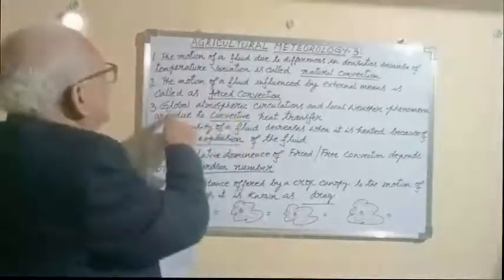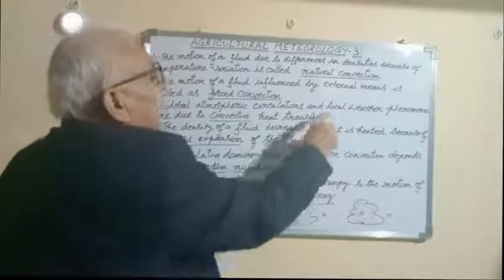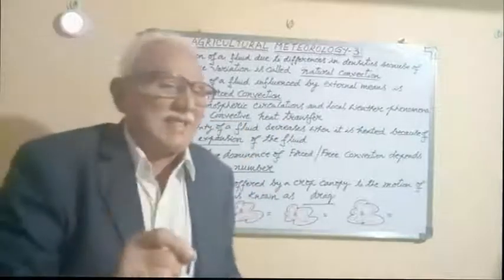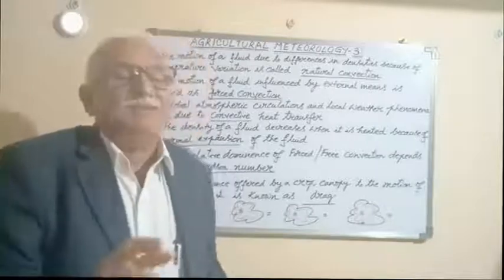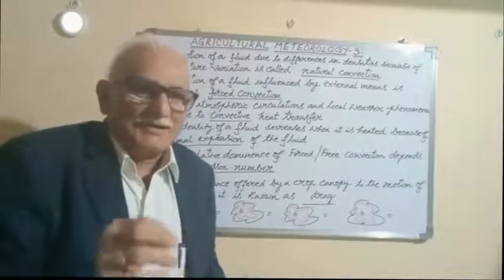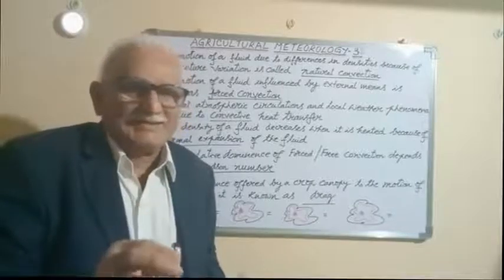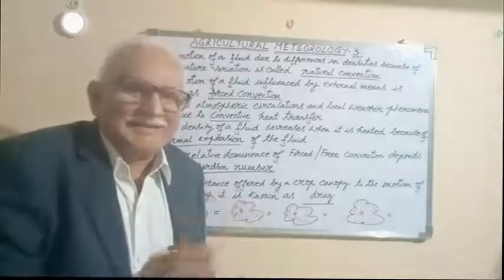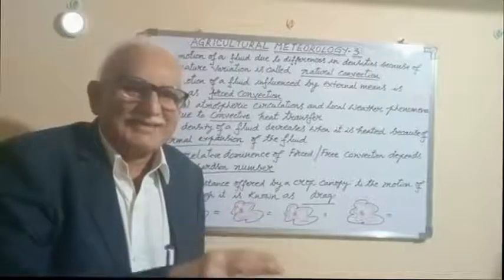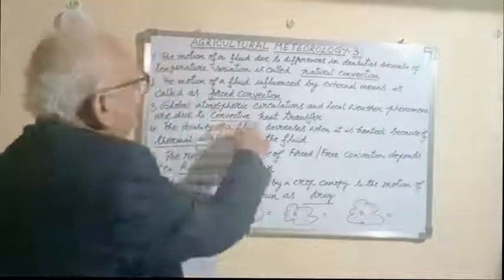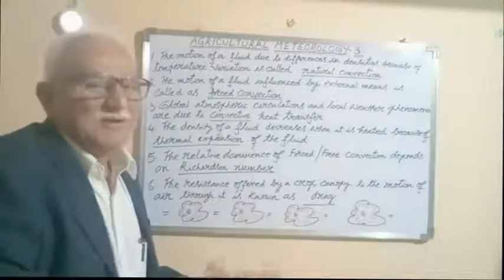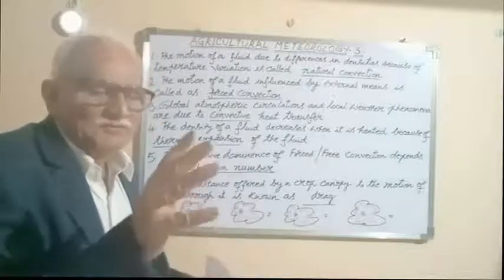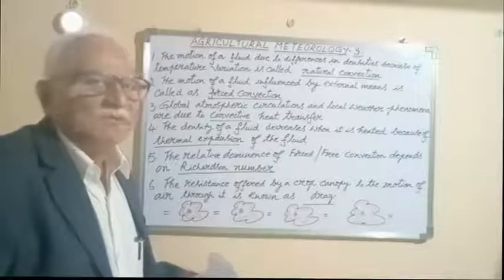Now, the global atmospheric circulations and local weather phenomena are due to convective heat transfer. I humbly request all my beloved students, every student makes a mistake. One of the most important mistakes students make is thinking that radiation is the predominant process of transmission of energy in agriculture. No, it is convective heat transfer. Convection is the predominant form of transfer of heat. Of course, conduction is there, radiation is there, but convection is the predominant form of transfer of heat energy in agricultural meteorological work or even the atmosphere.